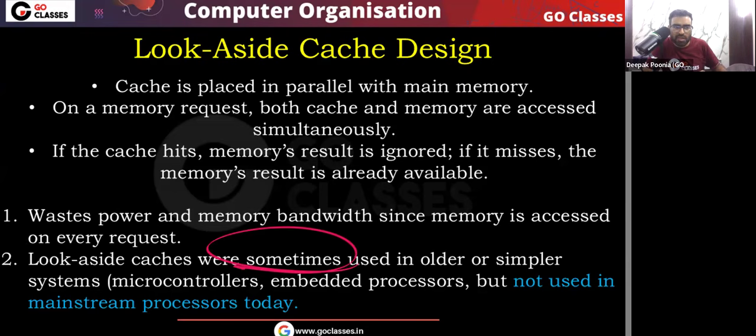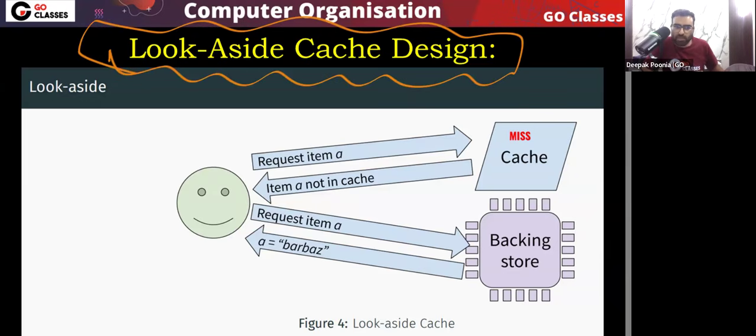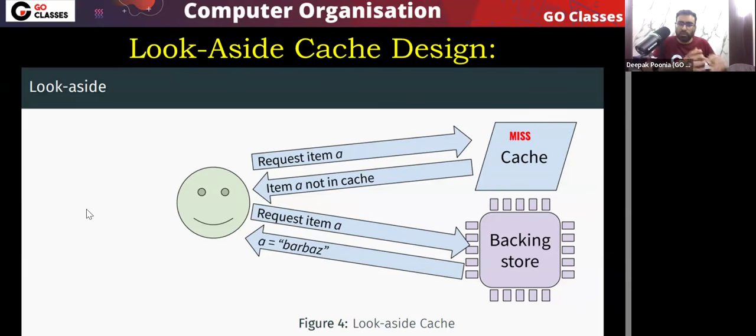This was sometimes used in the older days in embedded processors, or I can say some specialized processors. Let me also tell you one important point why this look aside cache design is not used in the modern processors. Because the modern processors are multi-processing, multi-programming. In the operating system, you will study the concept of multi-programming, multi-processing. So you can see the modern processors are multi-processing.